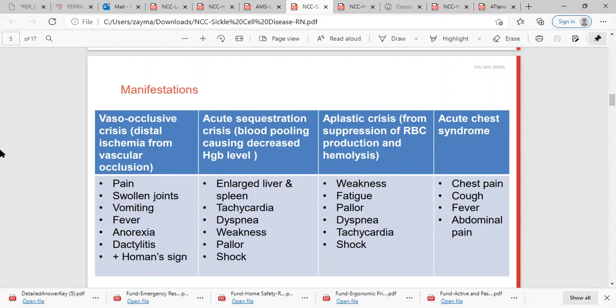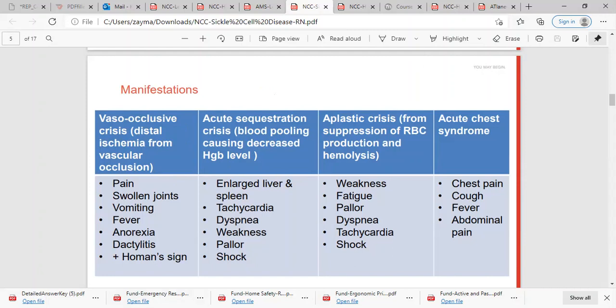They are not properly shaped, so they tend to get clumped up and can cut off blood flow in the blood vessels. So it can lead to a vaso-occlusive crisis, which causes ischemia, right, from the cutoff of the blood flow. Ischemia, no oxygen being delivered to the tissue. So that's going to cause pain, swollen joints, fever, abdominal pain, can even lead to clots, can lead to stroke, can lead to heart attack.